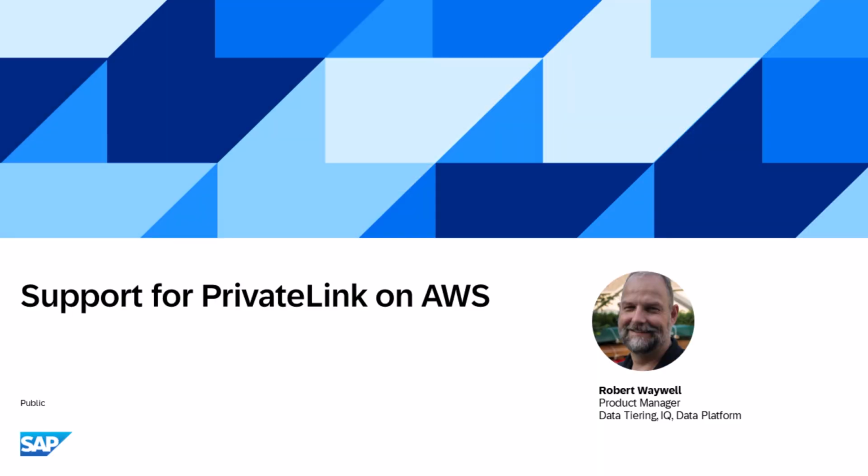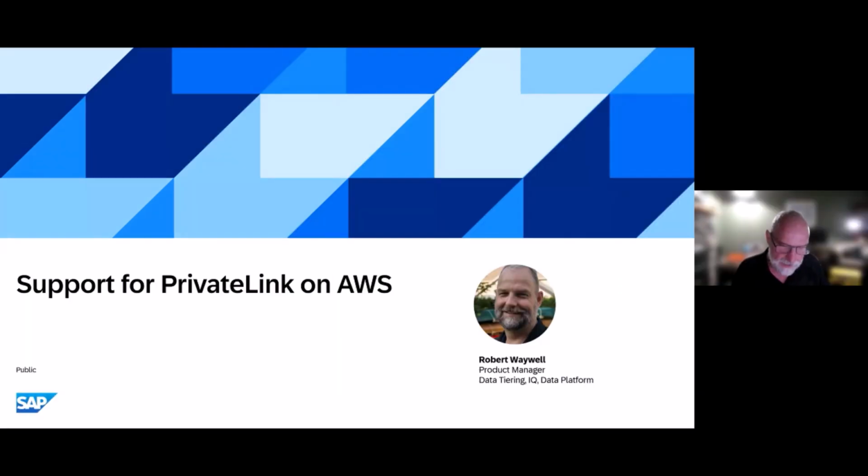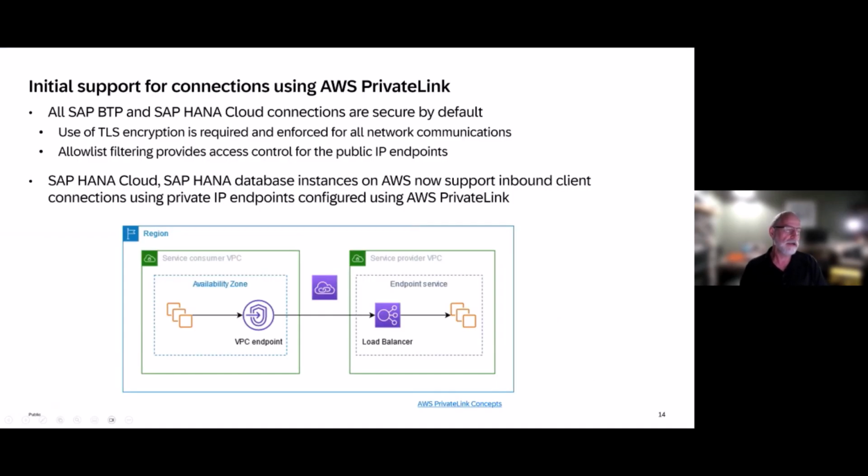Thank you, Susan. So yes, I get to talk about our support for PrivateLink, which is a long-awaited feature for HANA Cloud. This release for QRC3 is our initial support for PrivateLink. It is going to be available on AWS only at this point.